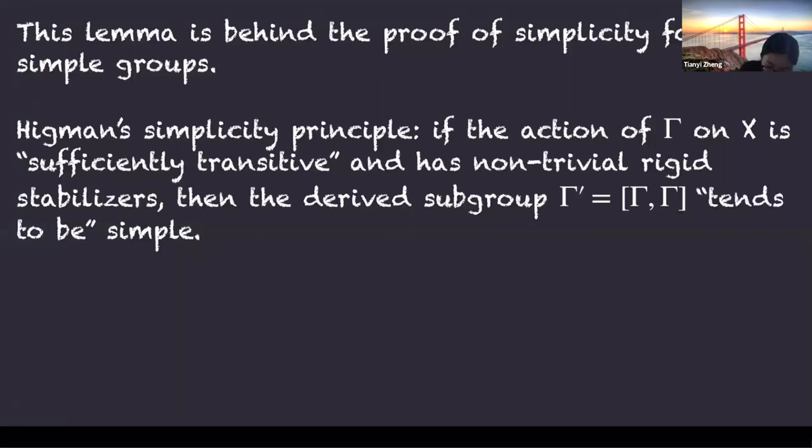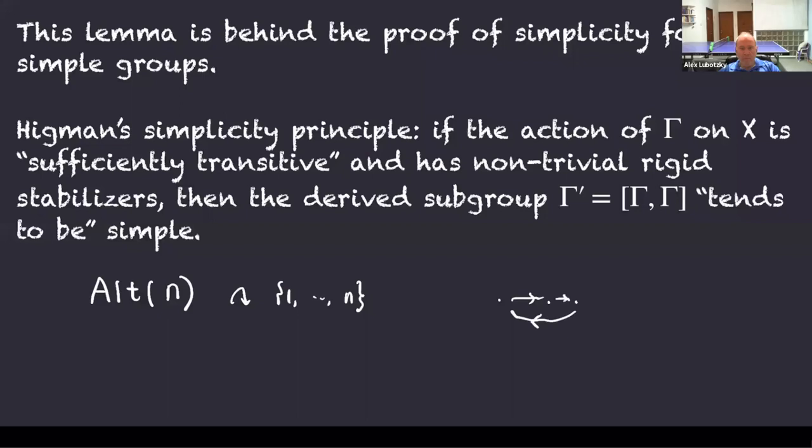Here, sufficiently transitive is vague. A good model to think about is my favorite example of a finite simple group, the alternating group on N points. If you think about how this acts on the N elements, then it's highly transitive, and you have localized three-cycles everywhere. So that is what it's aiming for: not just being transitive, but some higher transitivity, and also these localized permutations. Then you tend to get simple groups in this kind of situation.